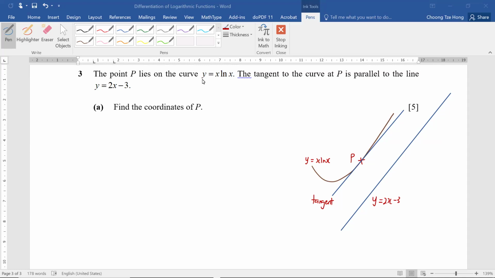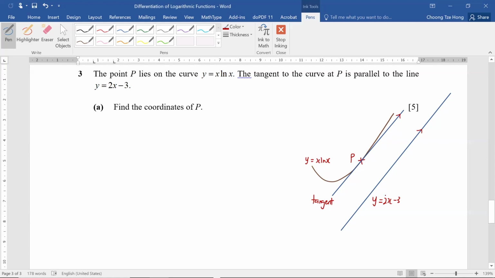Okay, so we may not know how this curve looks like exactly. So we can just draw a rough sketch to help us visualize it better. Over here, you can see this brown line represents the curve y equals x ln x. Then at this point P, you will be able to draw a tangent. And they say that this tangent is parallel to this line y equals 2x minus 3.